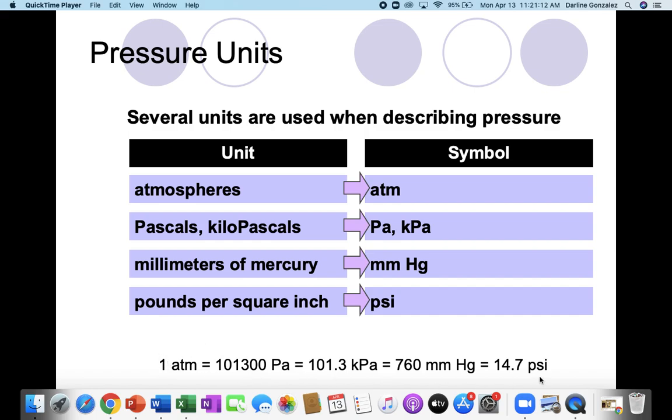You will have this in what I call a cheat sheet that you're going to use, because you don't have to memorize how they're equal to each other. But what I want you to know is that all of these are units for pressure.